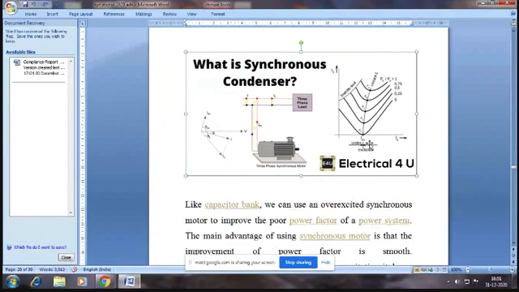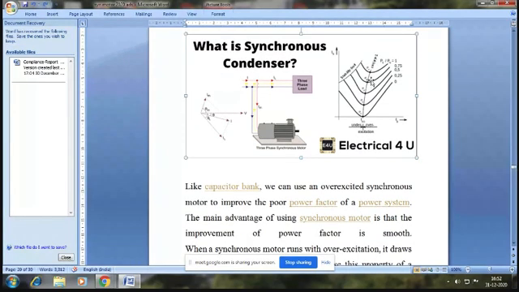Here he has given a set of V characteristics for different power delivery. The one which touches the x-axis is no load. And as we go up, the load is increasing, and the topmost one is the full load. So the V characteristic is valid at any load.